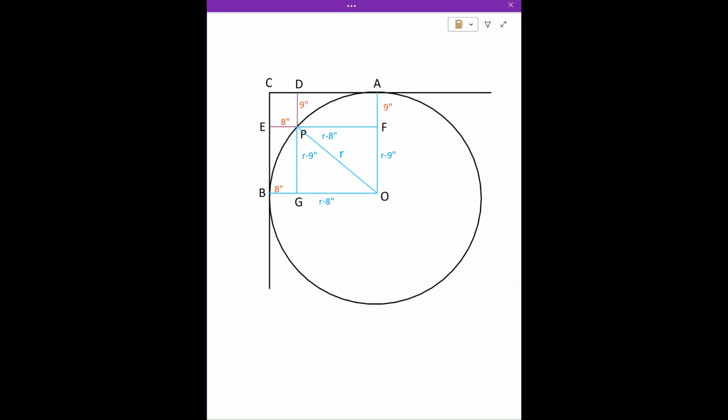Now, because the circle is tangent to the square room at point A and point B, this angle at A and this angle at B are also 90 degrees because CA is a tangent, AO is the radius, so the angle between a tangent to the circle and the radius at the point of tangency is 90 degrees. Similarly, for point B.